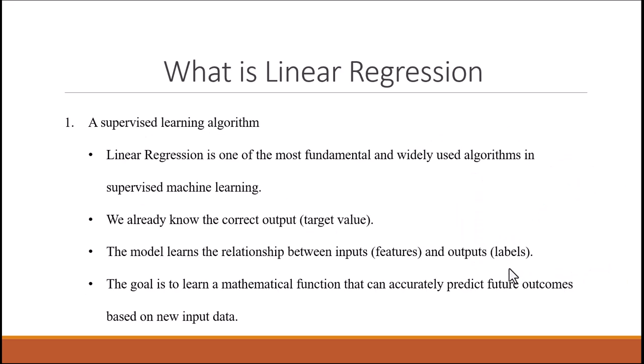So in detail, we want to see what linear regression is. Linear regression is a supervised learning algorithm that is one of the most fundamental and widely used algorithms in supervised machine learning. We already know the correct output, that is the target values or the target variable, and the model just learns the relationship between the inputs and outputs. What is our purpose? Our purpose is to learn and find a mathematical function that can accurately predict the future values or future outcomes using the labeled data.